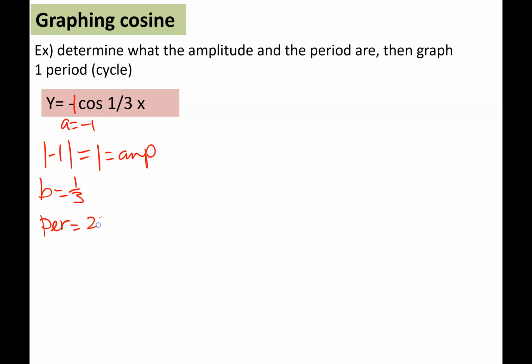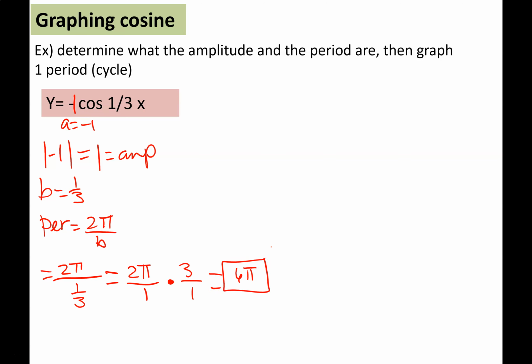Again, the period is 2 pi divided by b. So for us, this will be 2 pi divided by 1/3. Yes, we have a beautiful complex fraction. I'm going to go ahead and multiply by the reciprocal of the second already, so it's going to be 3/1. So that should give us 6 pi. The period here is 6 pi.